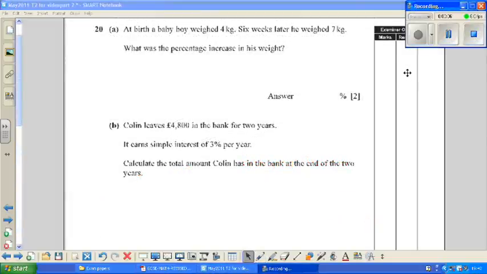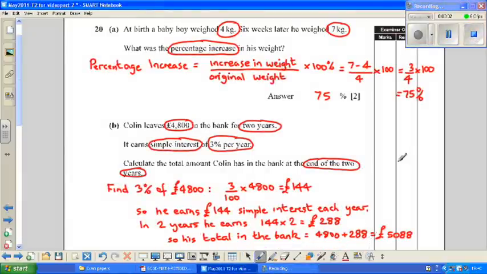Okay, so question 20A and 20B. If you want to stop the video and have a go at those, then we'll go through the solution in a moment. Okay, so question 20A, it gives us some information about the weight of a baby boy.